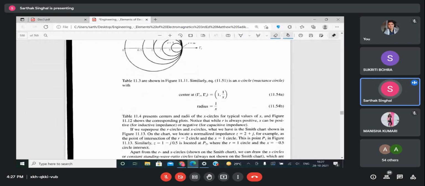Okay. And what about the reactance circles? What will be the center for x equal to 1 for the reactance circle?